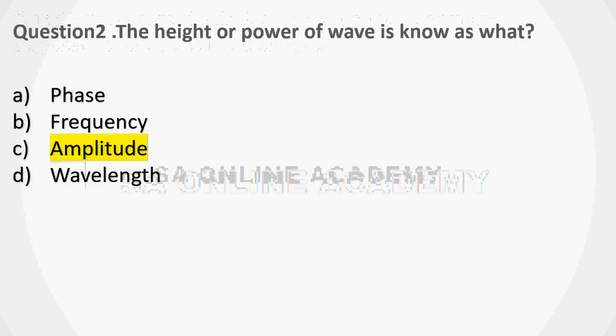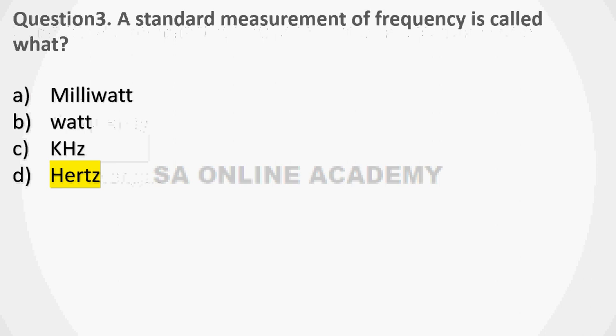The height or power of a wave is known as what? Amplitude. So amplitude is the strength of the signal. So the greater the strength, the more is the height or power of a wave. A standard measurement of frequency is called what? Hertz. So 1 hertz is equal to 1 cycle. Hertz, kilohertz or megahertz, million hertz. In the same way, the basic unit is hertz.